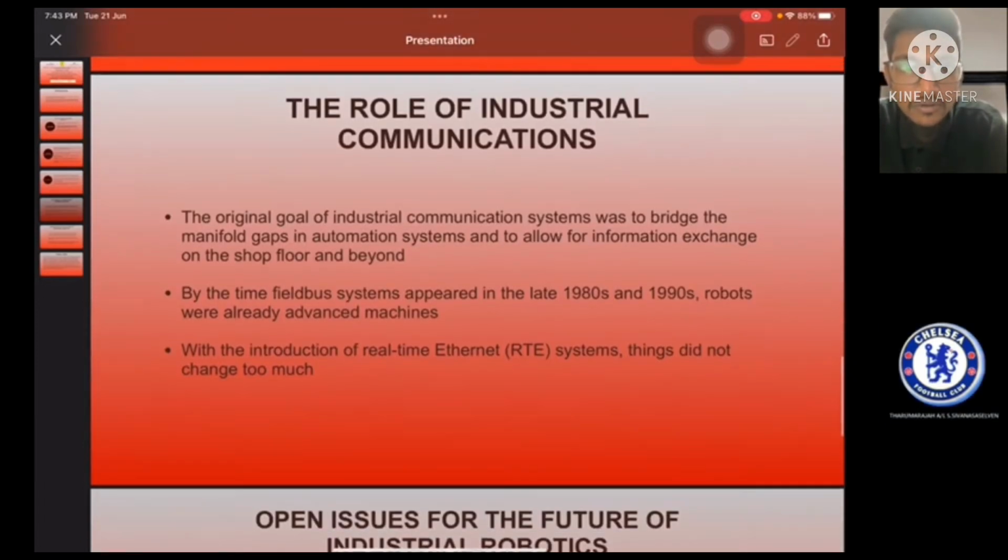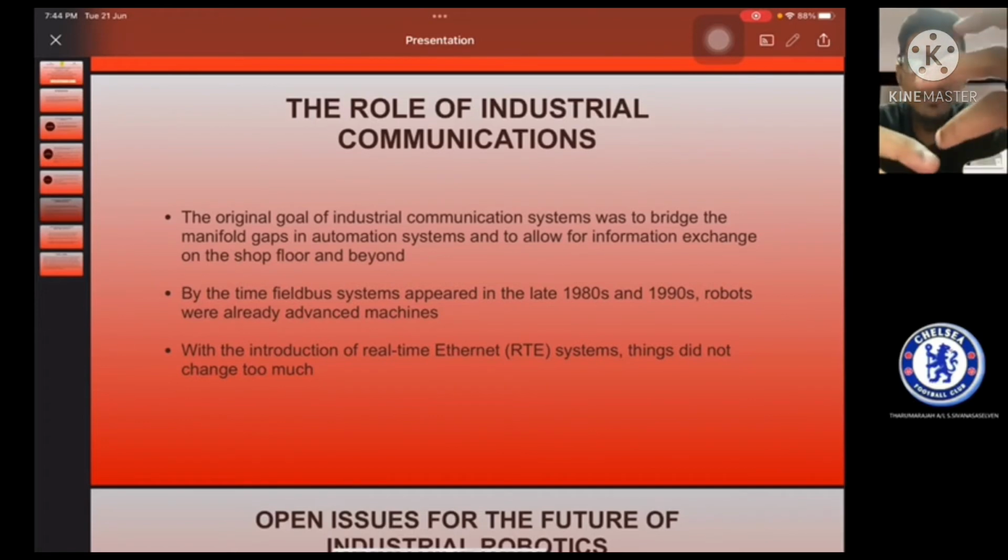Okay, now we are looking at the role of industrial communication. The original goal of industrial communication systems was to bridge the manifold gaps in automation systems and to allow for information exchange on the top of the shop floor and beyond.